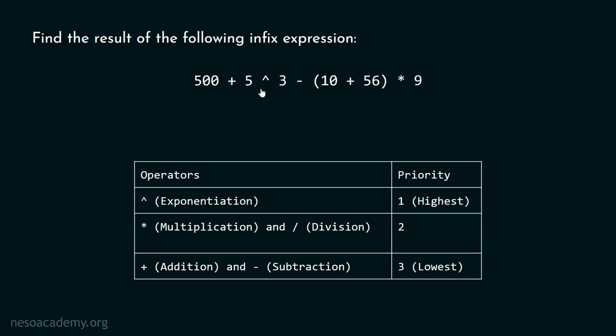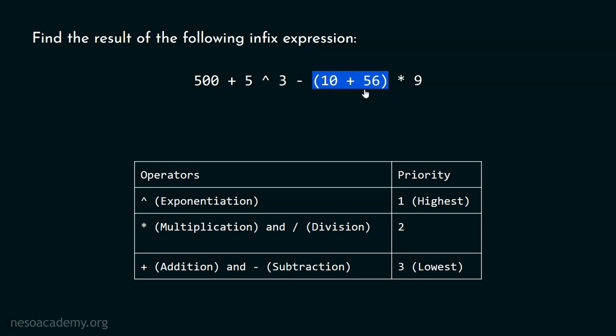We know that exponentiation should be performed first, but here we have parentheses. Let me tell you, parentheses have the highest priority. Please remember this. Parentheses have the highest priority. So first, we know that addition has the least priority among all these operators. But as we can see, 10 plus 56 is within these parentheses. Therefore, this expression will be evaluated first, no matter what. Okay? So parentheses have the highest priority and we must always remember this. That's why 10 plus 56 will be evaluated first, even before this exponentiation.